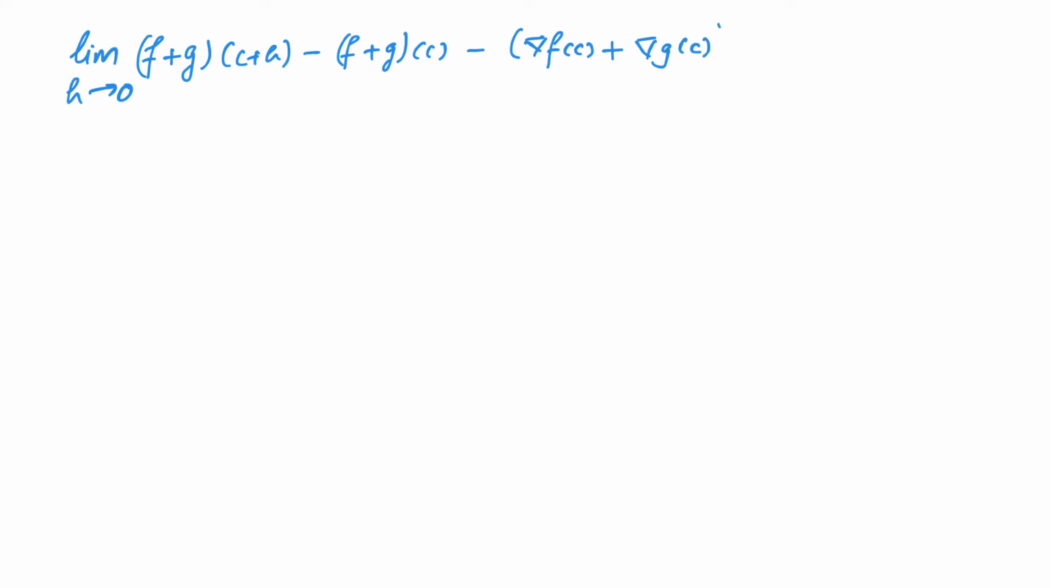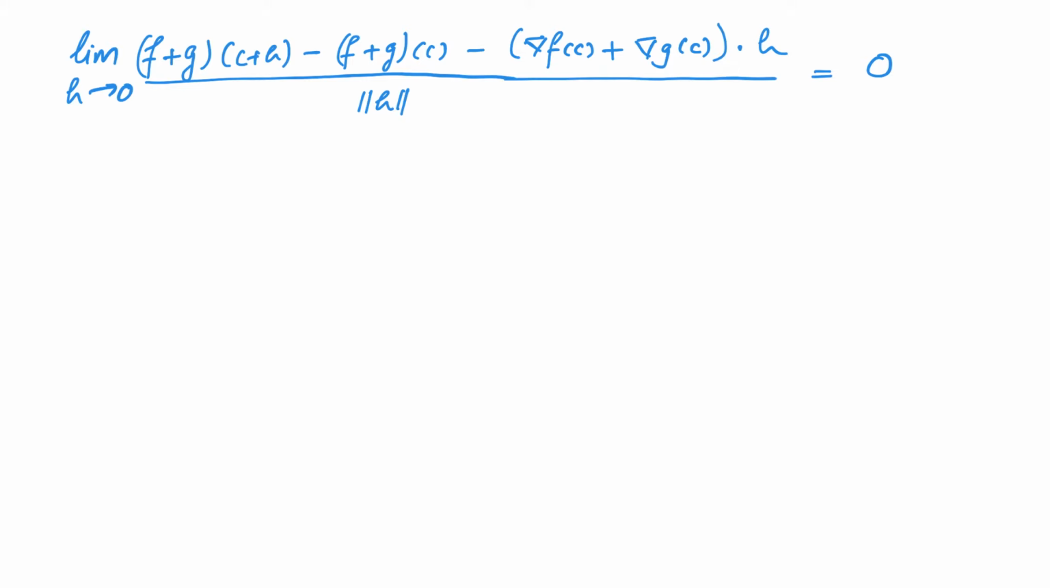Limit h tends to 0, (f plus g)(c plus h) minus (f plus g)(c) minus (gradient of f at c plus gradient of g at c) dot h, the whole divided by norm h, is equal to 0. That is, there exists a vector a such that limit h tends to 0, (f plus g)(c plus h) minus (f plus g)(c) minus a dot h, divided by norm h, is equal to 0.